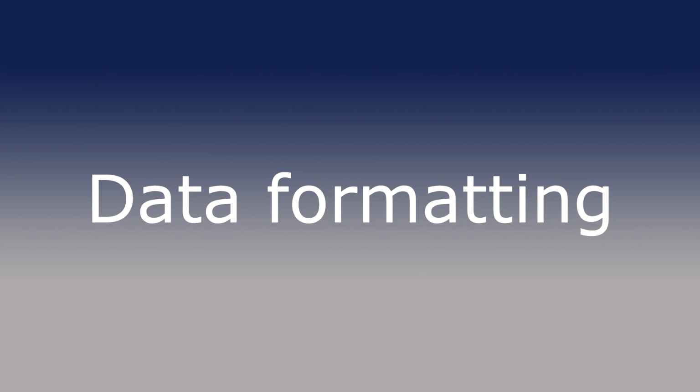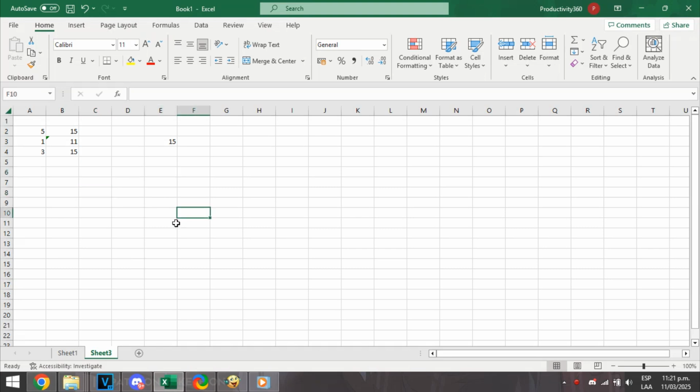Data formatting. Before we wrap up, let's talk about formatting your data. Proper formatting makes your spreadsheet easier to read and understand. You can change the appearance of your text using the formatting tools in the Home tab. Bold important headers, italicize text for emphasis, or change the font color to highlight key data.